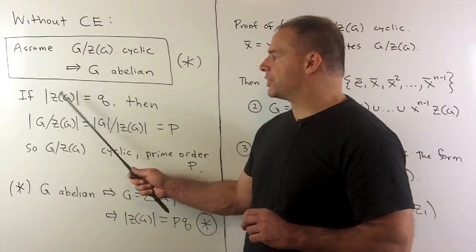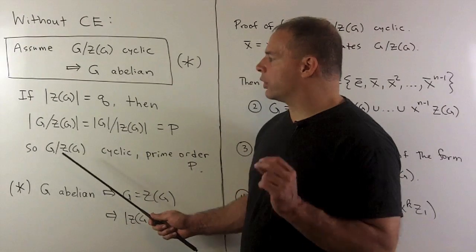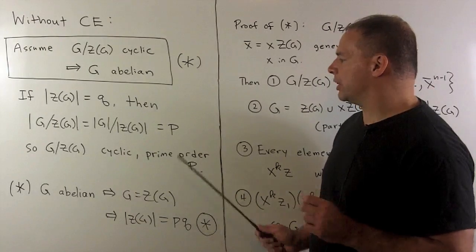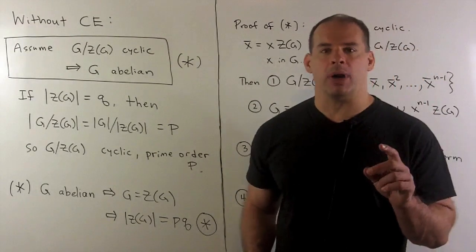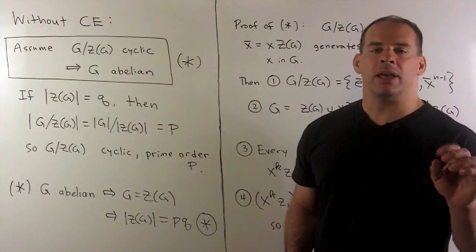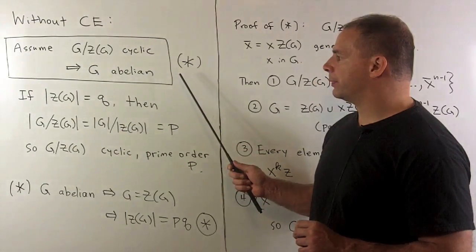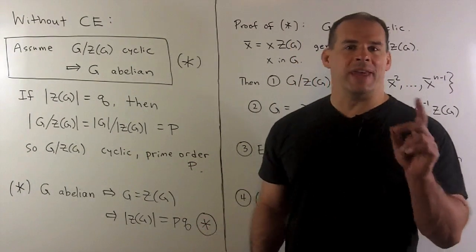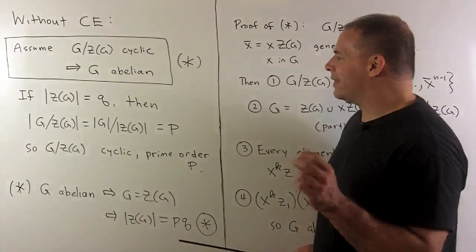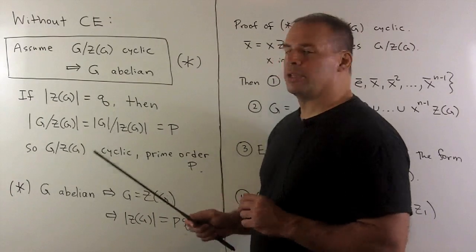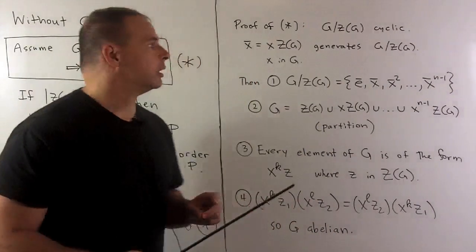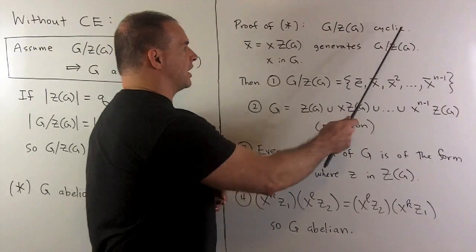Now, if the order of the center of G is equal to Q, then the order of the quotient group G mod the center of G is equal to the order of G divided by the order of the center, which is equal to P. Since P is a prime number, the quotient group is a cyclic group of order P, and we invoke our first result. So that means that G is abelian, but then G is equal to the center of G, which means the order of the center of G is equal to P times Q, and that contradicts our assumption. So that's our result.